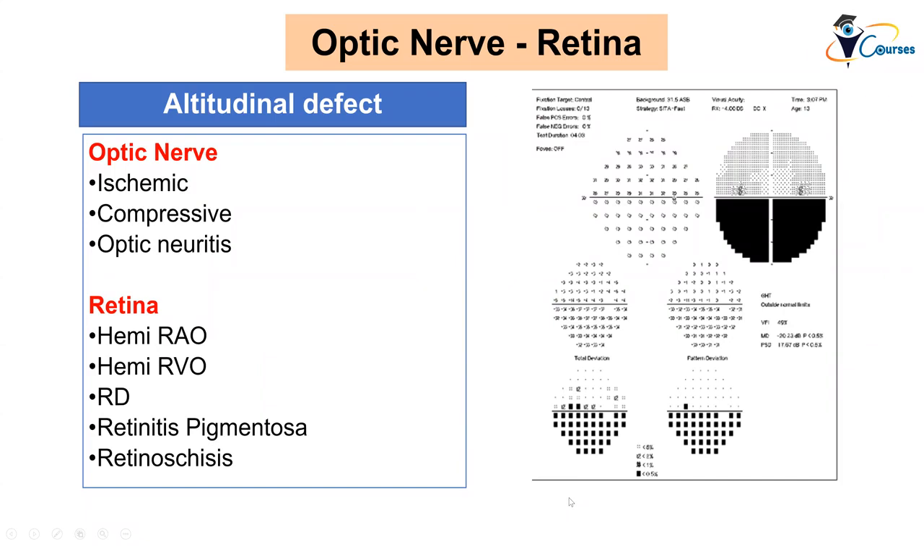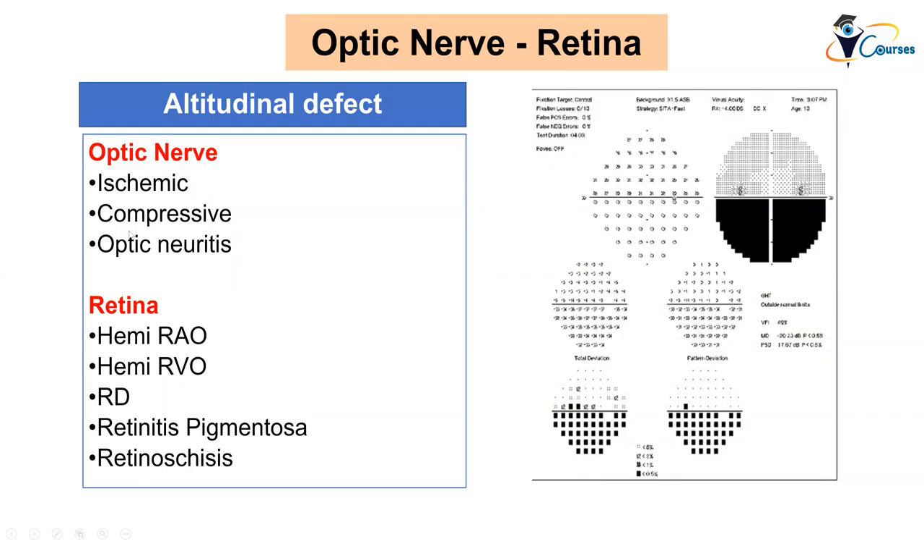Then we will come to the altitudinal field defects. We are still in the optic nerve and retina. Altitudinal field defects mean that there is loss of the hemifield. It could be the upper hemifield or the lower hemifield. What are the causes of altitudinal field defects? For the optic nerve, the most important is the ischemic. Ischemic optic neuropathy will result in altitudinal field loss. It could be upper or lower.